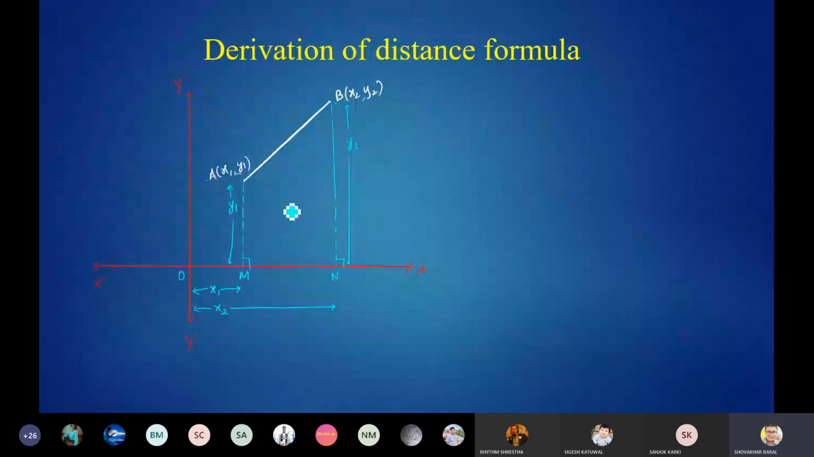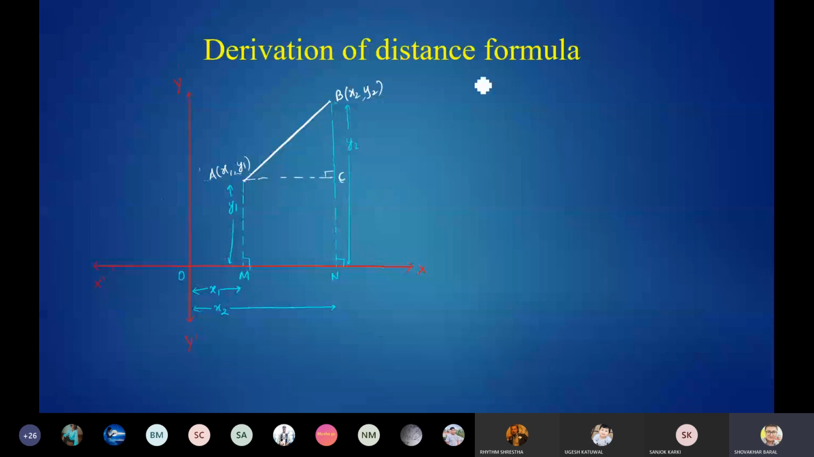Okay, but our purpose is to find the distance between AB. So what we can do is draw a perpendicular from A to the line that is shown there. Let's draw a perpendicular again here. Let me suppose this point is any random point, C. So I have a right angle triangle ABC.